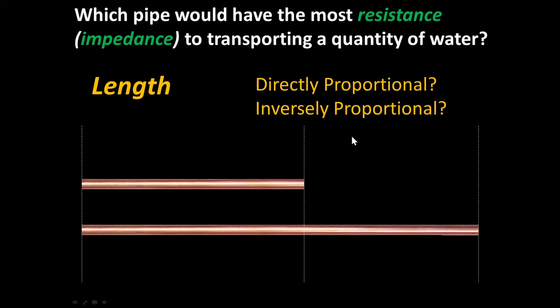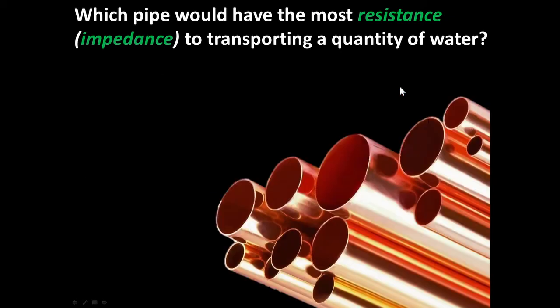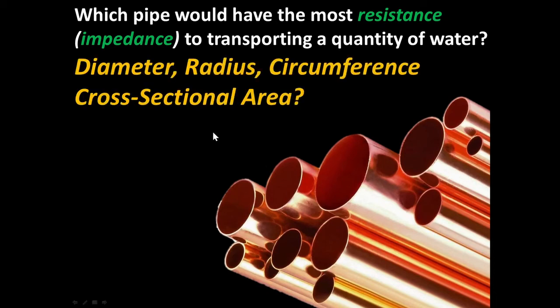And is it directly proportional or inversely proportional? Well, the longer the pipe, you might guess, would have more resistance. In fact, twice as long would have twice the resistance. Both variables went up, so that would be directly proportional. And then now we have a variety of different size pipes. So which of these pipes would have more resistance to transporting a quantity of water? And they're different sizes, but is it the diameter, the radius, the circumference, or the cross-sectional area?